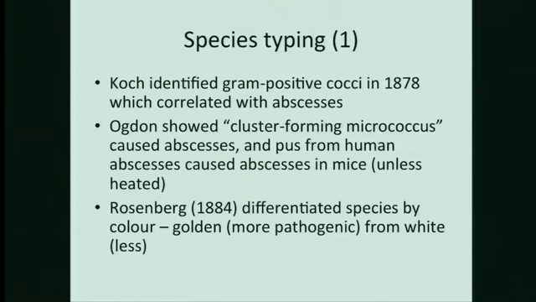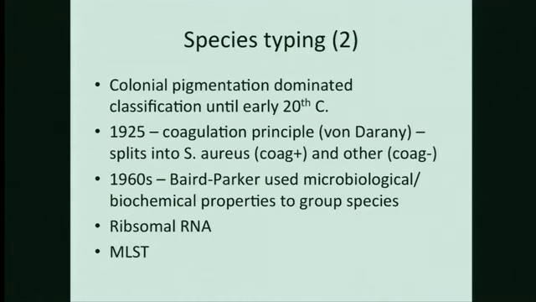So historically, how have we typed them? Koch identified them in 1878, and he thought that they correlated with abscesses. And not long after, Ogden showed that if you took pus from a human who had an abscess and stuck it inside a mouse, then the mouse ended up getting an abscess too. And from then until the early 20th century, essentially you differentiated them by colony colouring, which meant that actually we were lumping a lot of different species together just because of their colour.